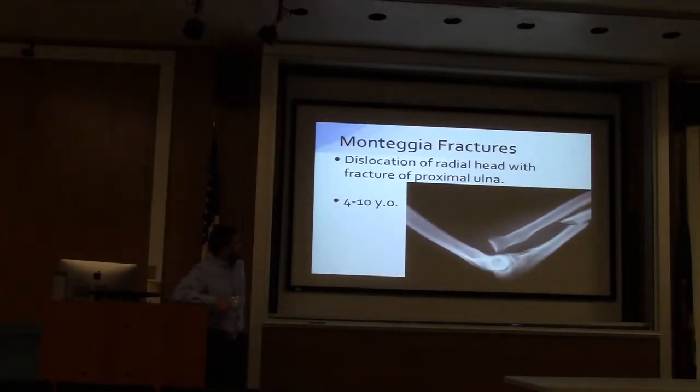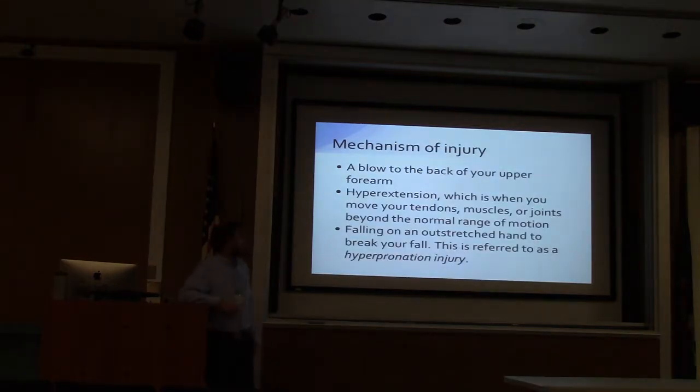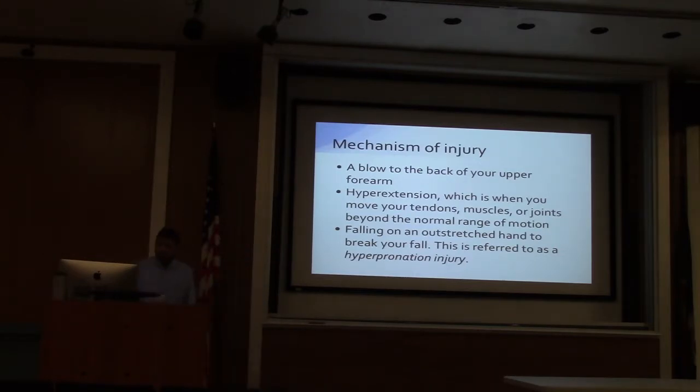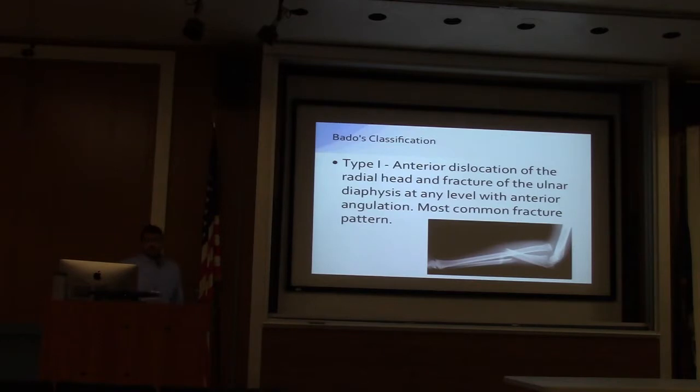For forearm fractures, let's speak about Monteggia, which is a dislocation of the proximal radial head and fracture of the proximal ulna. Usually it occurs at age 4 to 10 years old, and the mechanism is either a blow over the back of the forearm, or hyperextension, or falling on an outstretched hand. This is the classification for Monteggia. It's good to know because it's important for the treatment.